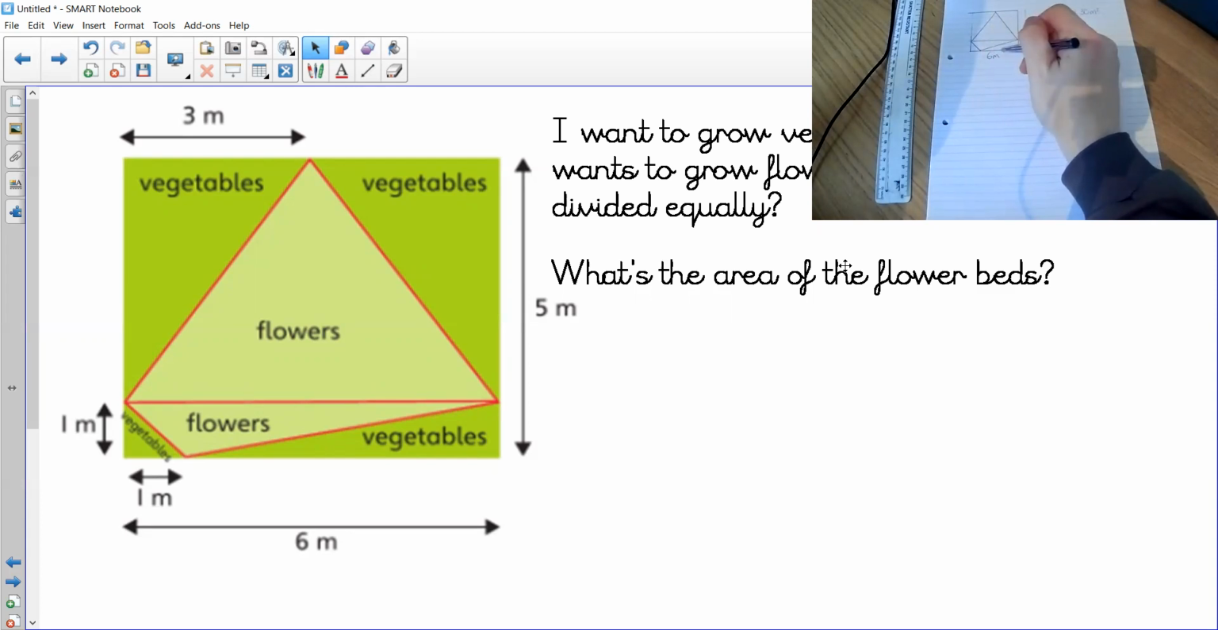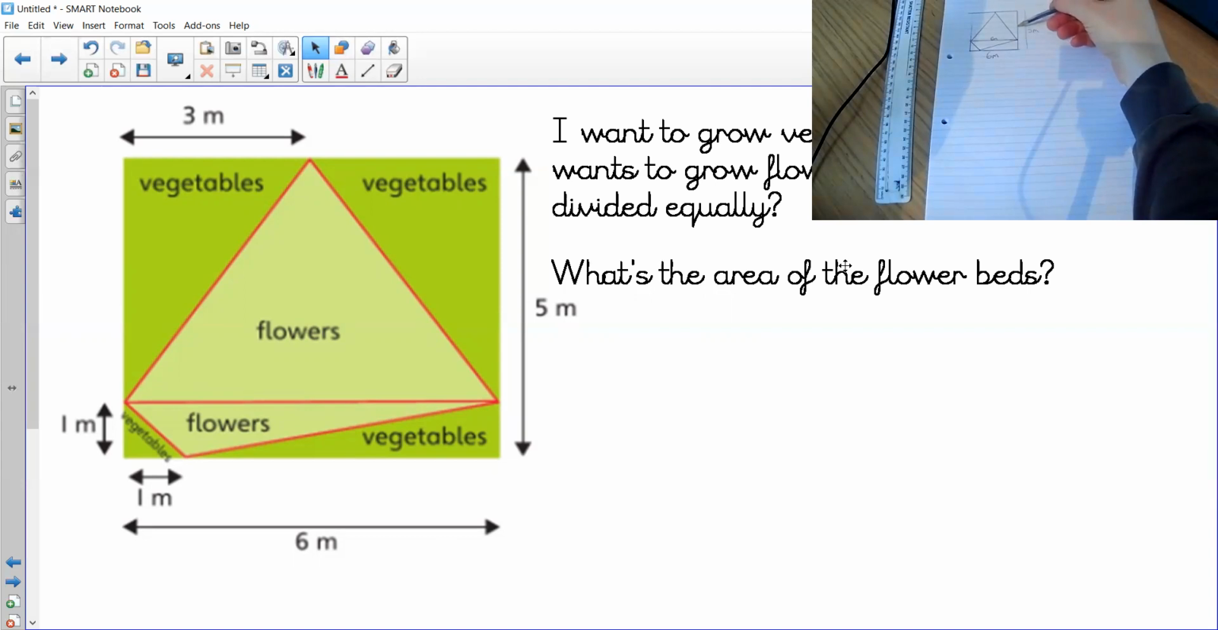Well, do I know any of the bases of these triangles? Well, actually, yeah, look. I've been told that this line here is 6 meters. So how long is this line going to be? Well, that line is also going to be 6 meters. So I've now been told the base of that triangle there. Well, can I work out the perpendicular height to that triangle? Well, actually, yes, I can.